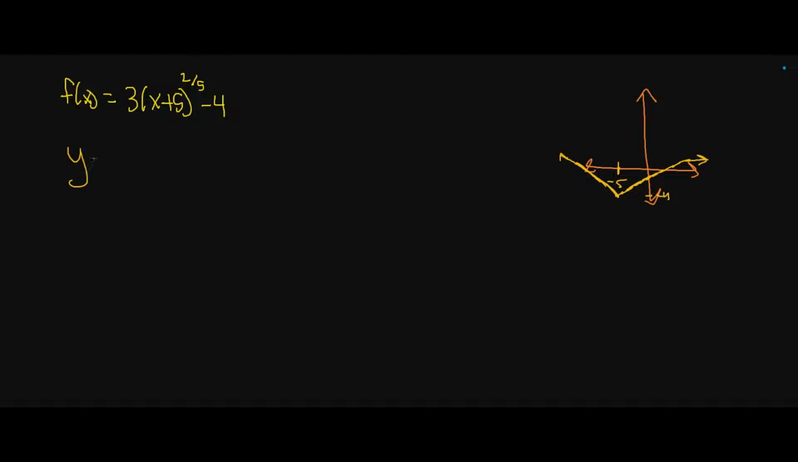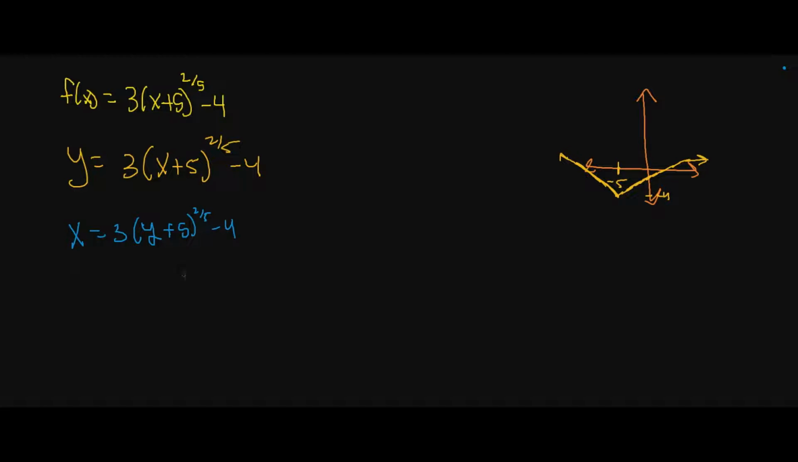So how do we solve this? Well, y equals 3 times x plus 5 raised to the 2/5, -4. Instead of writing f of x, we like to write y. Let's go ahead and switch our x and our y. Oops, hold on, let me just backtrack. We switched the x and the y, and I got too excited. I forgot to put a y here. Okay, x equals 3 times y plus 5 raised to the 2/5, -4.